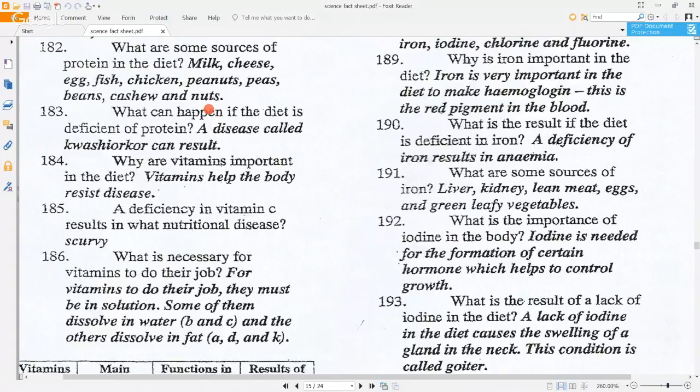Why are vitamins important to the diet? Vitamins help the body to resist disease. A deficiency in vitamin C results in what nutritional disease? Answer: scurvy.